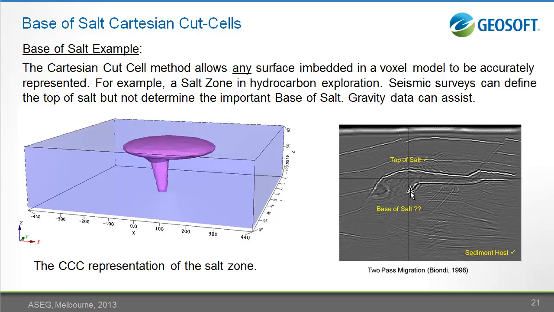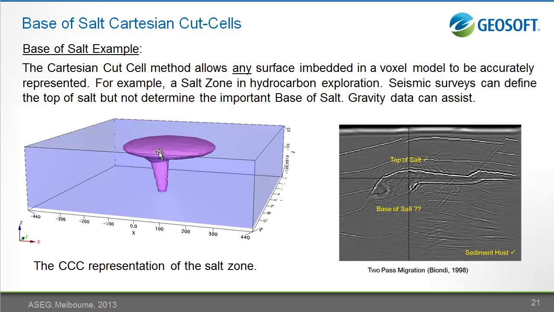And again, we're very interested in what the structure of this salt body is. So we're going to use our Cartesian Cut-Cel method, and because we now have the ability to represent surfaces exactly in the voxel space, we're able to represent this top of salt surface very accurately, and this bottom of salt where it's available. Then we're able to use our geophysical method, gravity in this case, to help the seismic interpreter determine what the base of salt is in this particular case.